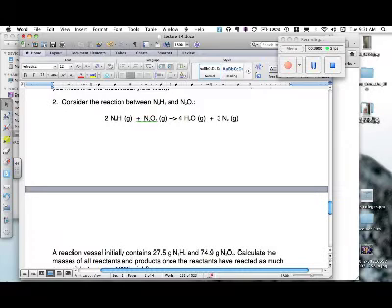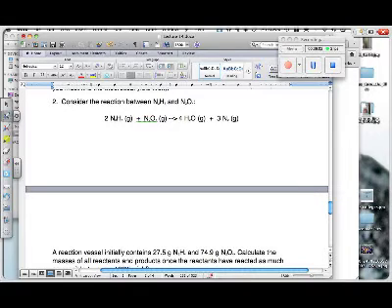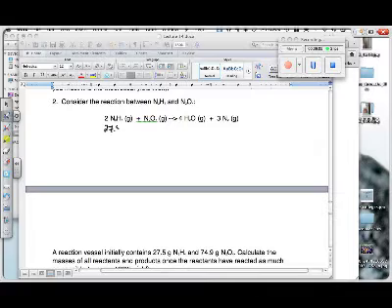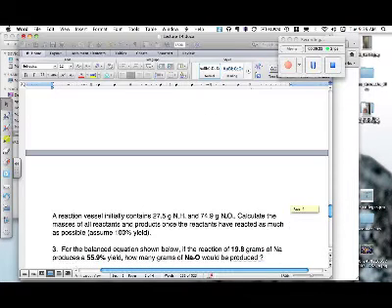All right, so 27.5 grams of N2H4. Before I even read the problem and get that deer in the headlights look, I'm writing down the information as I read it. Calculate the masses of all reactants and products. So that means you're going to find out how much of the excess is left over once the reactants have reacted as much as possible.